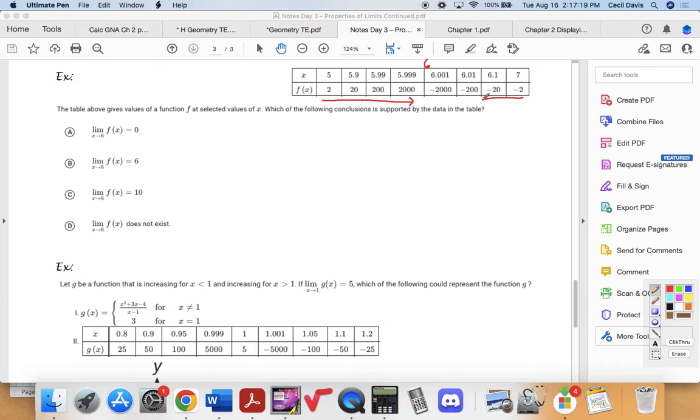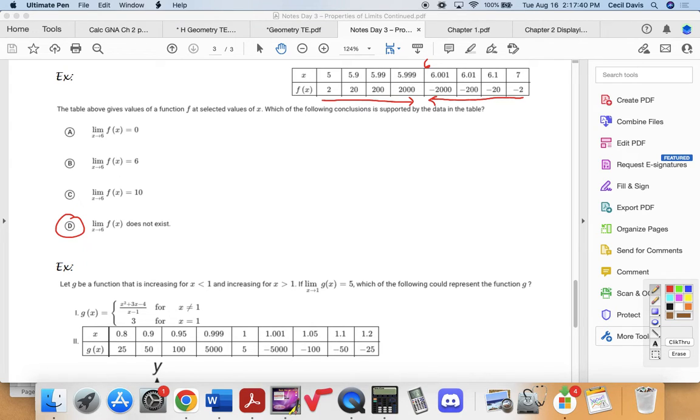As we approach 6 from the right side, they become large negative numbers. Do they seem to approach the same value? Is 2,000 and negative 2,000 the same? No. So that's D.